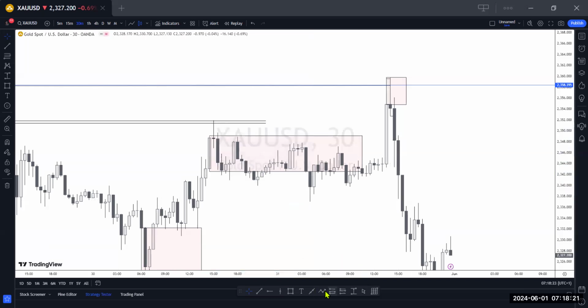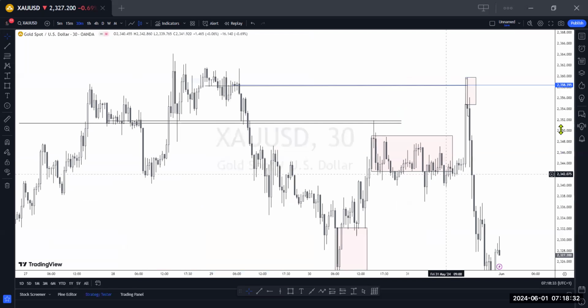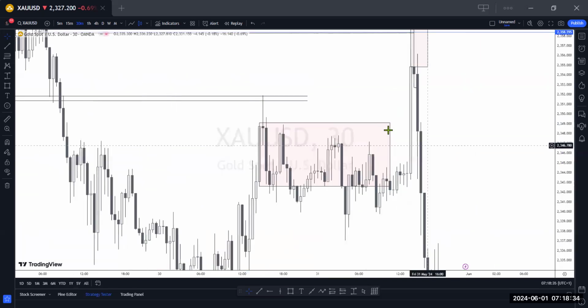Okay, so let's say you entered here, for example. You'd have benefited 50, 60 pips, and that may not be good enough. And then you keep wondering, oh, where's the pips? Your trading strategy is not working. It's just because you're not paying attention. You got to pay attention.